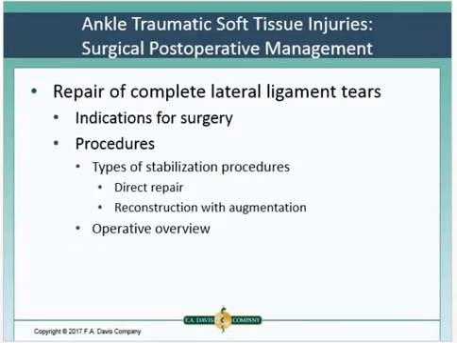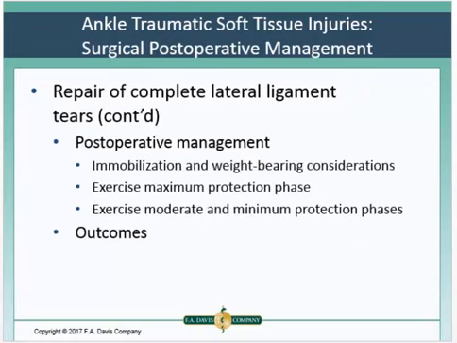Some ankle sprains, especially in individuals with multi-ligament tears or with chronic laxity, may have a surgical intervention to repair the lateral ligaments. There are two different types, the direct repair or reconstruction with augmentation, and these are well defined in your book. There is a link to a YouTube video in the notes that you can see for the operative overview.